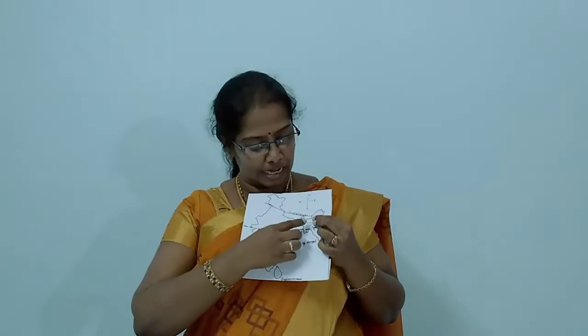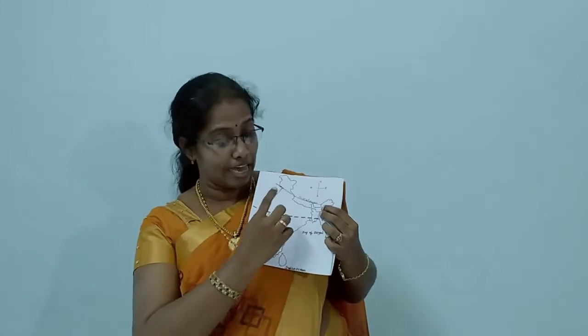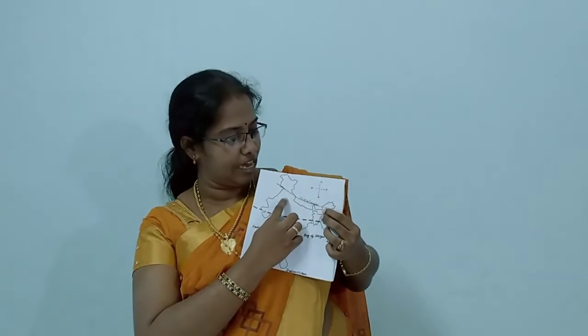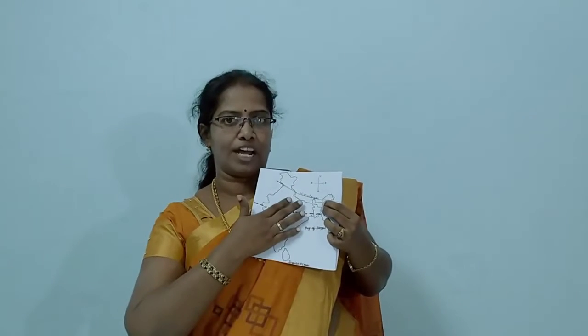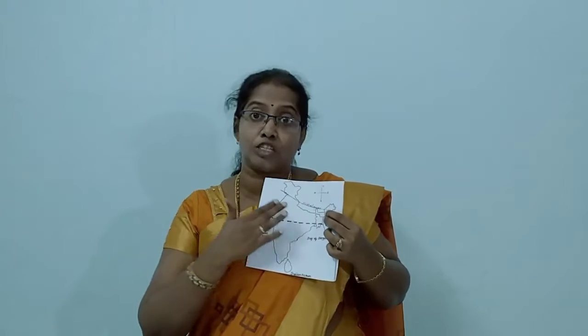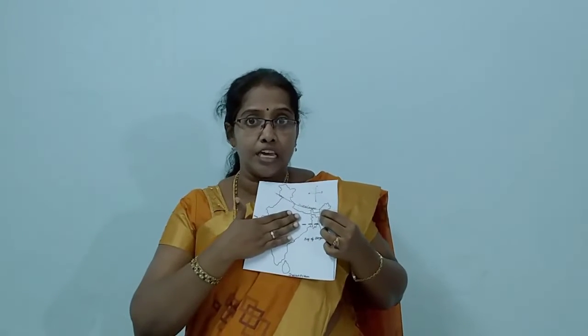Why? Delhi is our national capital territory. See its location here. It is far away from the Arabian Sea, Bay of Bengal and Indian Ocean. So Delhi experiences a continental climate because it is located far away from the sea. Do we understand? So these are the things that I told.